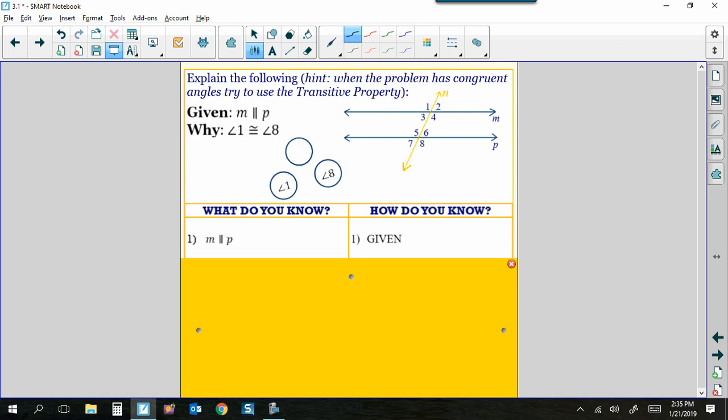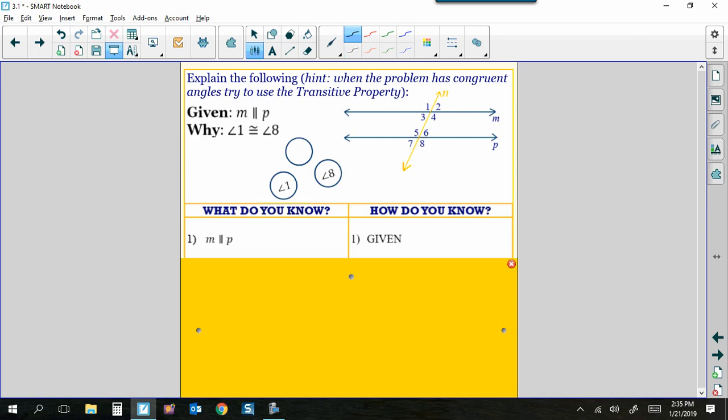Why does that work? Okay, so first, always start out with your given. So the given is always going to be step 1. Please don't forget that. That is a very easy point. The next thing you have to do is think about, if I need to know that angle 1 and 8 are the same, are angle 1 and 8 the same as something else that we know?